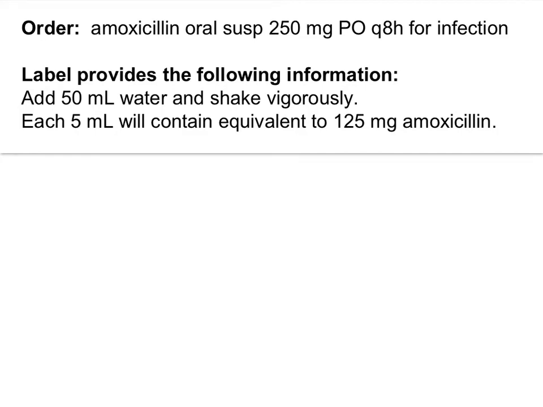In this order, we are told we need to administer amoxicillin via oral suspension, 250 milligrams by mouth, every 8 hours, and this is for an infection. We go to the label and we see the label provides us the following information. We're told to add 50 mLs of water and shake vigorously, so we're going to be doing that to the container. And each 5 milliliters will contain equivalent to 125 milligrams of amoxicillin.